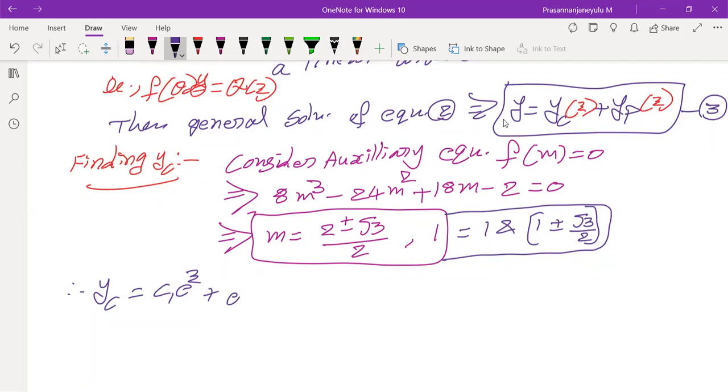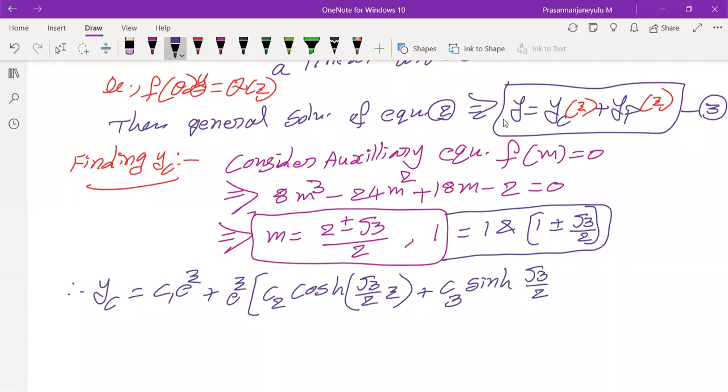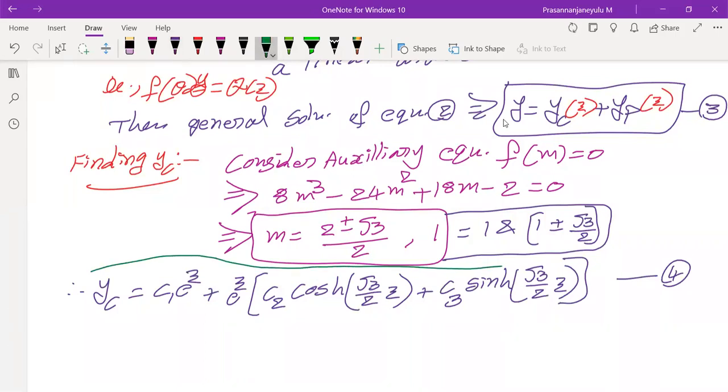Then when we get surds, what solution are we going to get? E power a into z, that is e power z into c1, already completed, plus c2 cos h of root 3 by 2 into z. The root is only for 3 but not for 2 and z. Plus c3 into sin h of root 3 by 2 into z. Taking this as equation number 4. Not going to do any simplification because everything is clear.